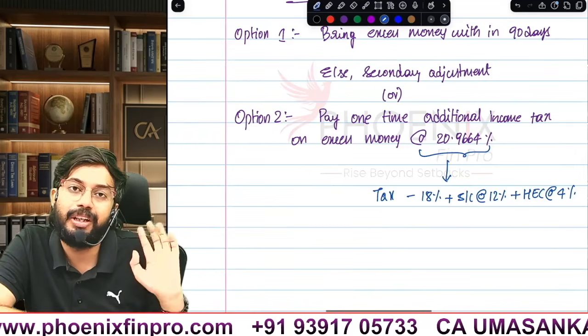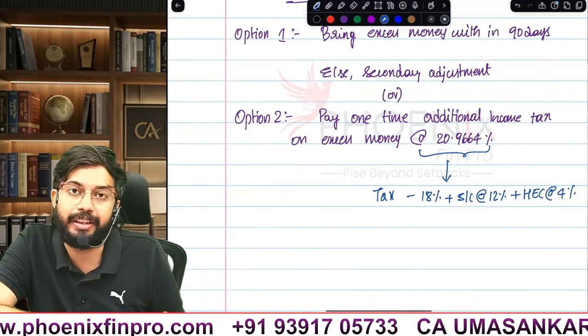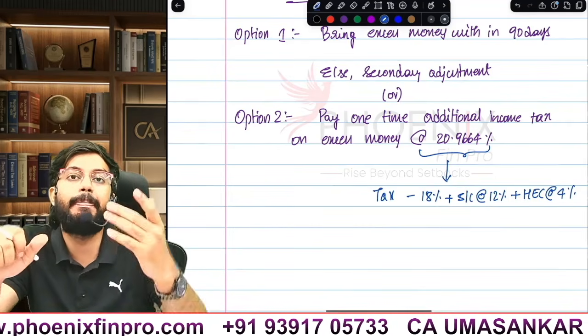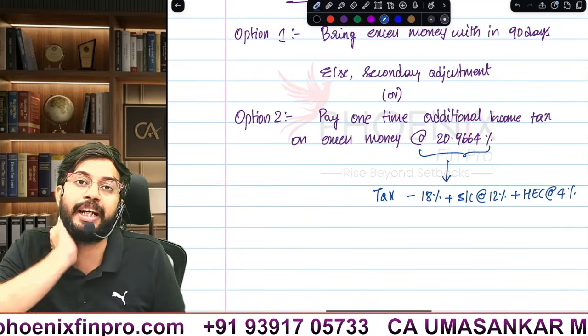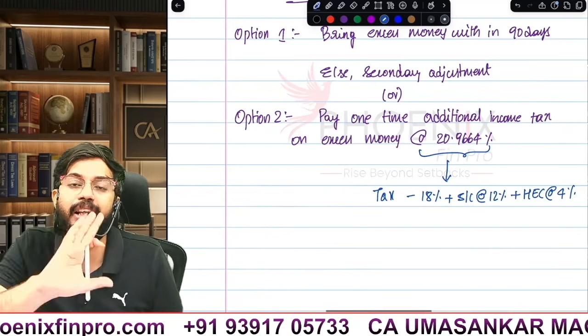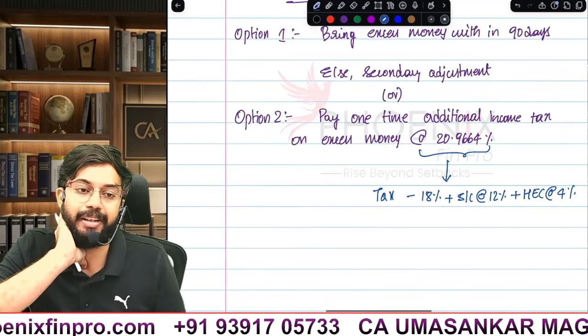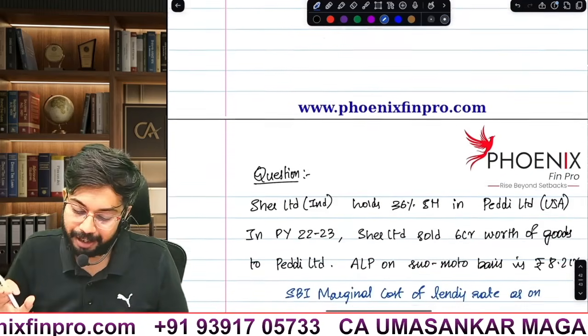Option 2, you pay additional income tax at the rate of 20.966%. If you pay additional income tax, the department will leave you. It will not calculate interest income. It will not do secondary adjustment from the day on which you have paid additional income tax. After that date, they are not going to do secondary adjustment. Are you able to understand? So this is the provisional part.